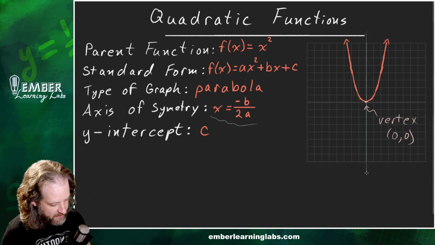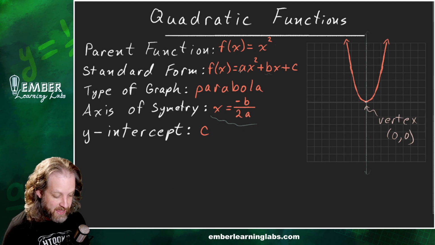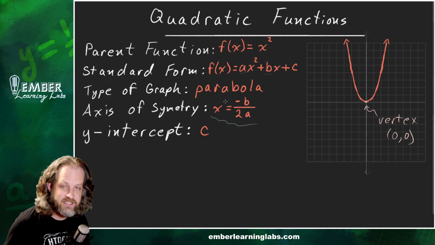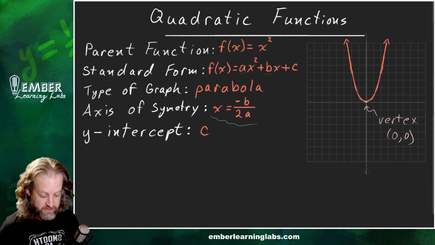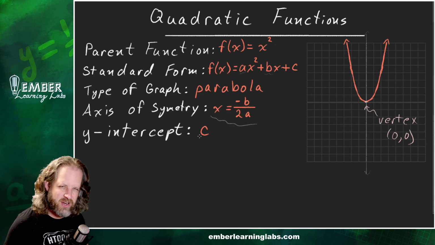Now, the B here is this B, right? This one goes with this one. The A here is that one. So in order to use this axis of symmetry formula to find the equation of the axis of symmetry, you have to have your equation in standard form, which is going to be straightforward.